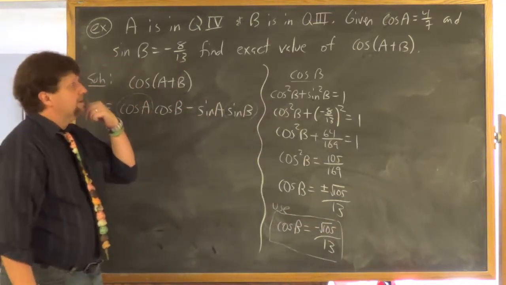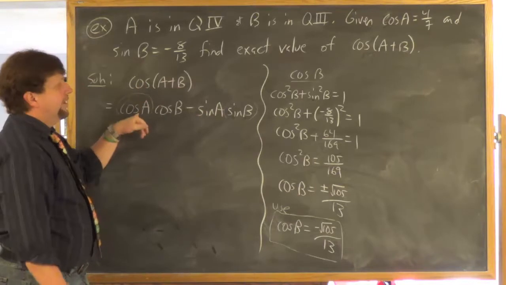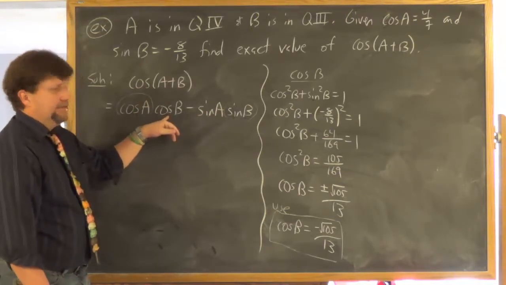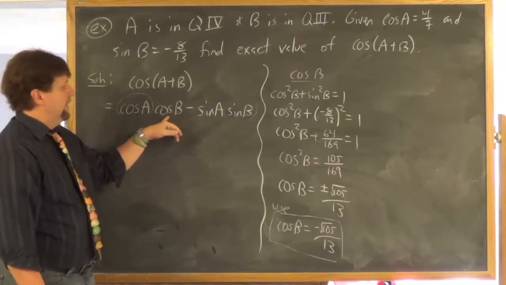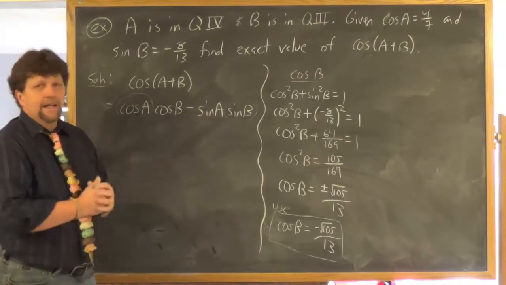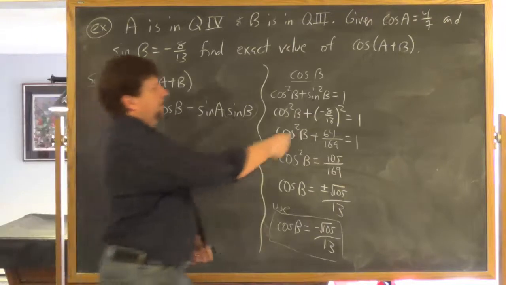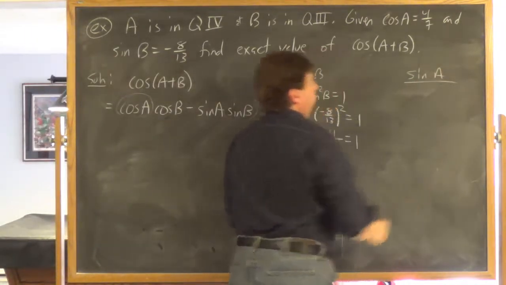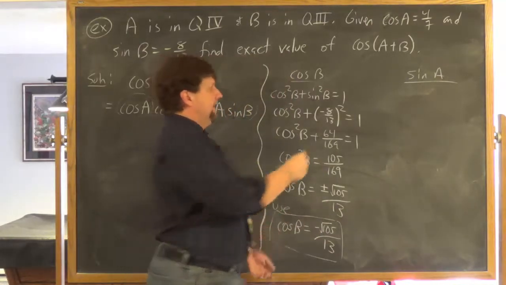All right, so let's do a progress check. We know cosine of A is 4/7. We now know cosine of B is negative square root 105 over 13. We still need to get the sine of A. So let's come over here to find the sine of A. I'm going to use the Pythagorean identity.